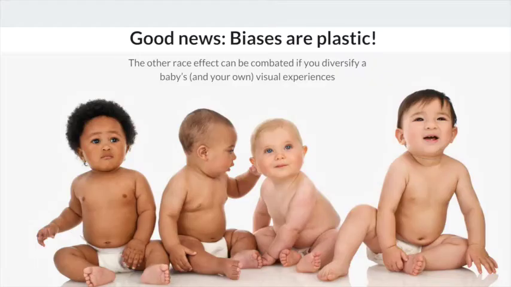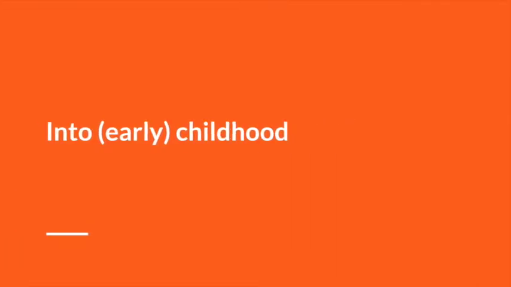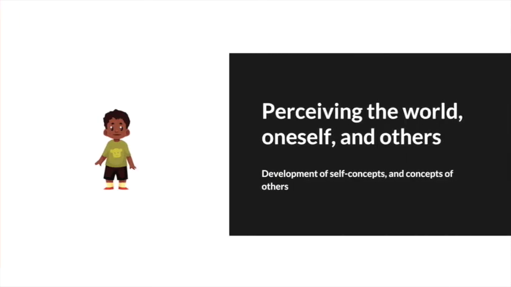The good news is that biases are plastic. We can definitely combat the other race effect and minimize our bias against outgroups if you diversify a baby's and your own visual experiences. Now let's follow Alex into his childhood and explore how he starts to make sense of the world and himself.